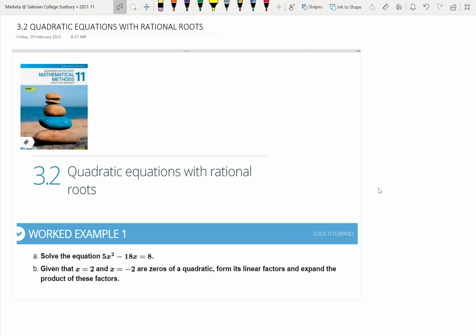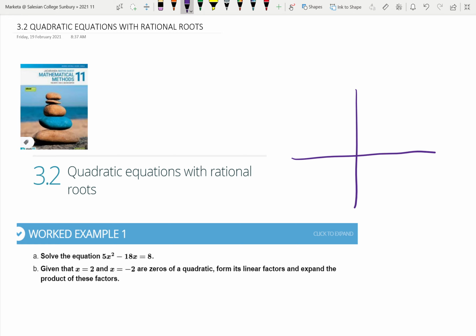Hi guys, today I'm going to be working through the exercise 3.2 examples from your Year 11 Jacplus textbook. So this is quadratic equations with rational roots. Quadratic equations, or quadratics, introduce us to where we're going to be later sketching the parabolas.